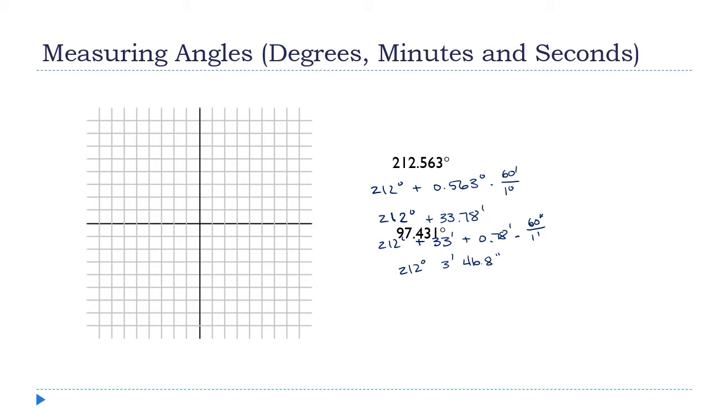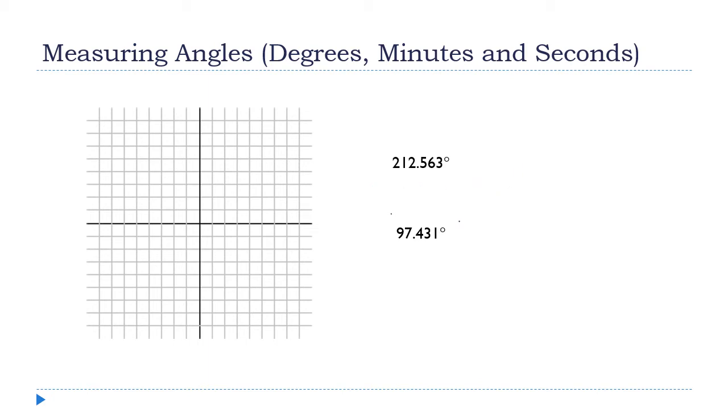All right. So let me clean this up now, and let you try one. Underneath here, there you go, 97.431 degrees. Try converting that into degrees, minutes, and seconds. Okay, so first, I'm going to split this up. I'm going to make this 97 degrees plus 0.431 degrees, and then I'll multiply this by 60 minutes per degree.